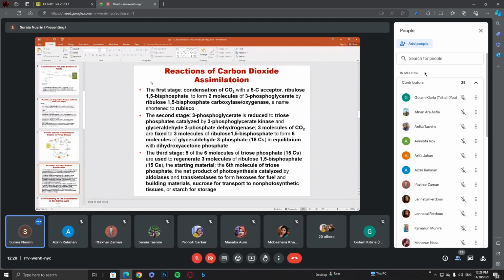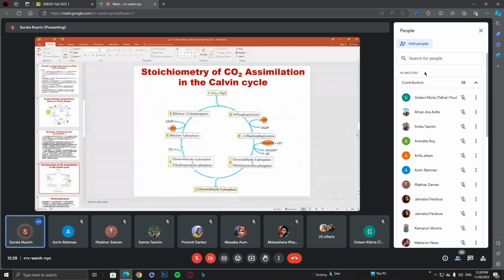So here is the description of this pathway, and this is the stoichiometry. That means how many molecules of the acceptor molecule and carbon dioxide, and how many molecules of the intermediates are produced in this cycle. You can see 3 molecules of ribulose 1,5 bisphosphate condense with 3 molecules of carbon dioxide, and we get 6 molecules of 3-phosphoglycerate, which is phosphorylated by 3-phosphoglycerate kinase, and we get 6 molecules of 1,3 bisphosphoglycerate, which is then reduced to 3 carbon sugars.